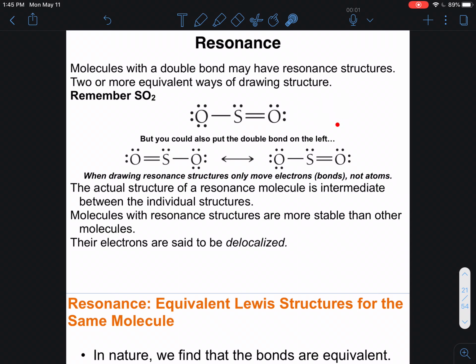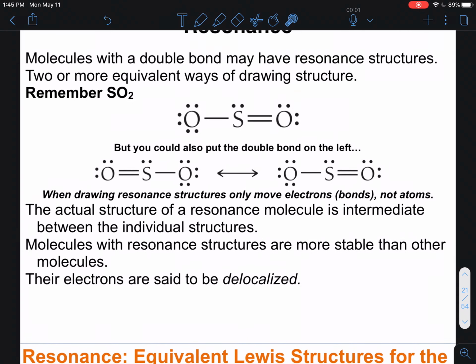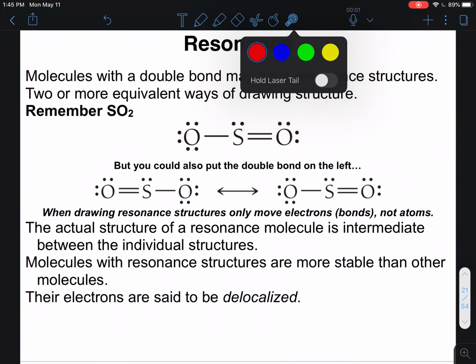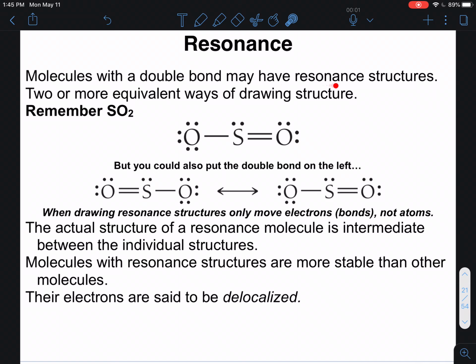Another thing that I wanted to mention to you is this thing called resonance. This is resonance within Lewis structures. Molecules with a double bond may have resonance structures. I've already introduced it to you slightly. Resonance structures are 2 or more equivalent ways of drawing a Lewis structure. SO2 was an example that I gave you before.